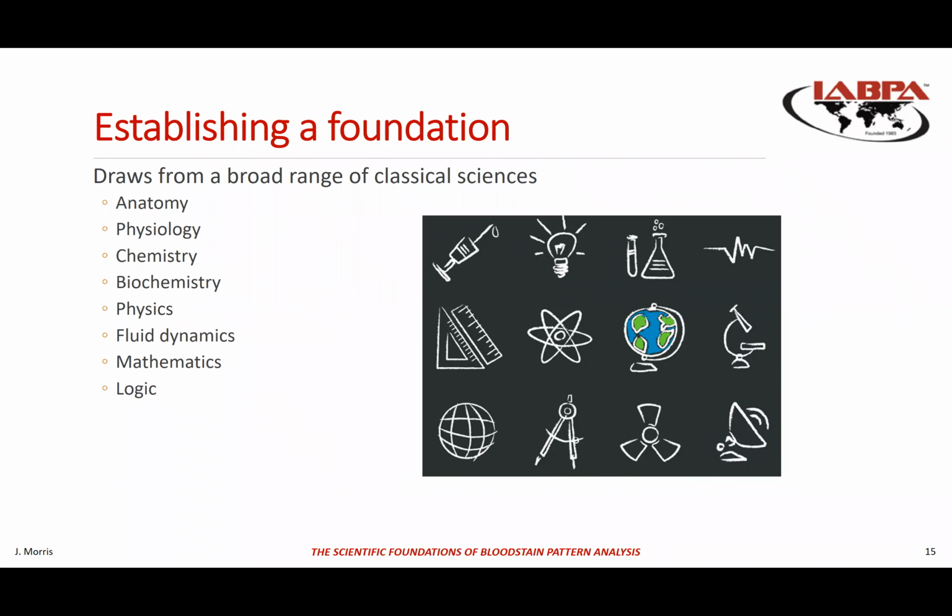But what are the foundations? To my knowledge, right now, you cannot go to college and get a degree in bloodstain pattern analysis. You can get a degree in forensic science, but you can't get a degree in bloodstain pattern analysis. But that doesn't mean it's invalid. What we find as we study bloodstain pattern analysis is that it draws from a broad range of classical sciences. These classical sciences that are well established, that are recognized, that are respected, have principles and components that directly influence our ability to analyze bloodstains.